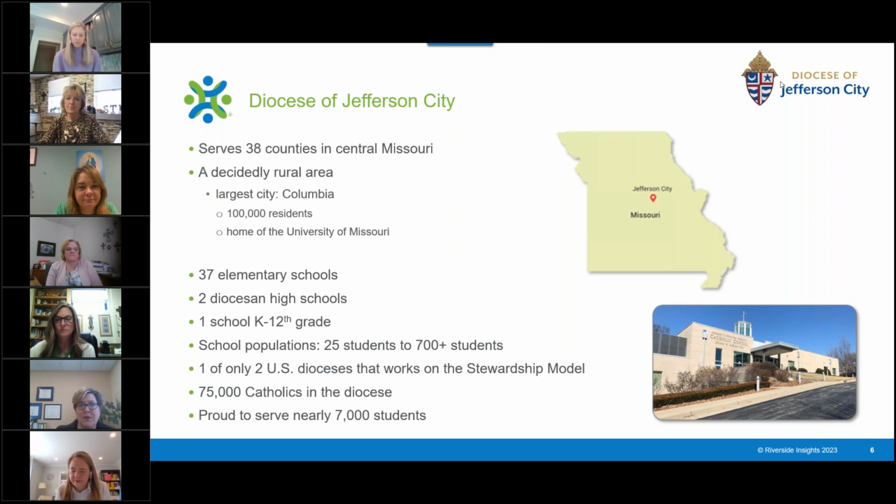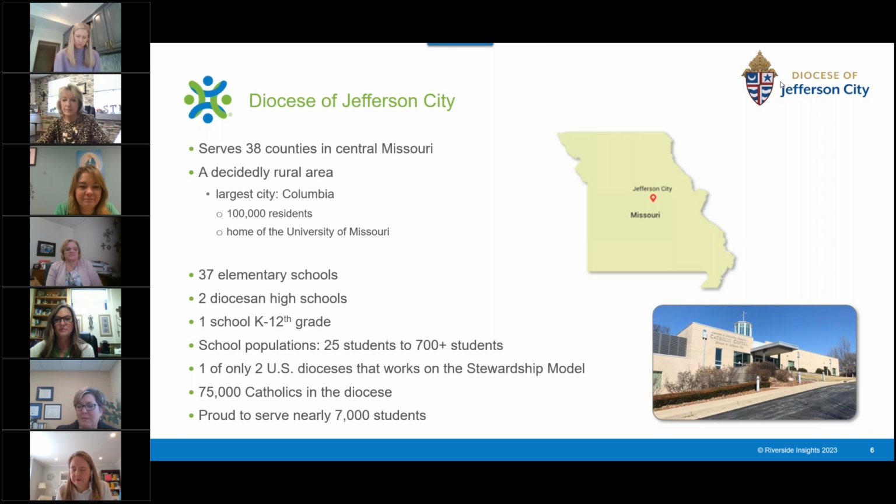In our diocese, we have 37 elementary schools, 2 diocesan high schools, and 1 K through 12 school. We have a wide range of populations within our schools. We do have a school that has 25 kids in it, and we have a high school that has about 720 kids in it right now.